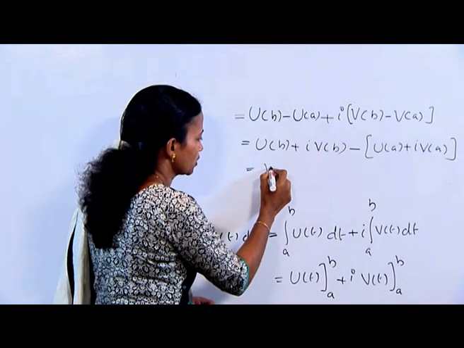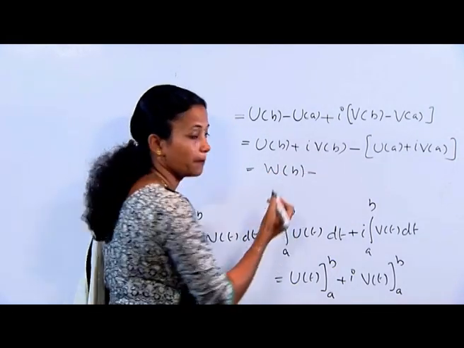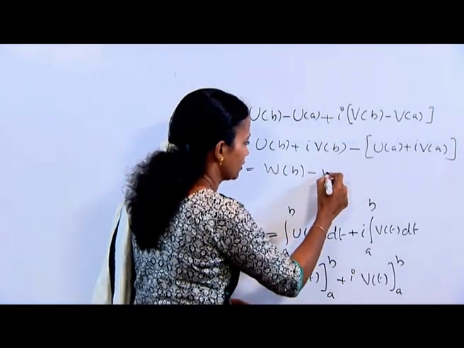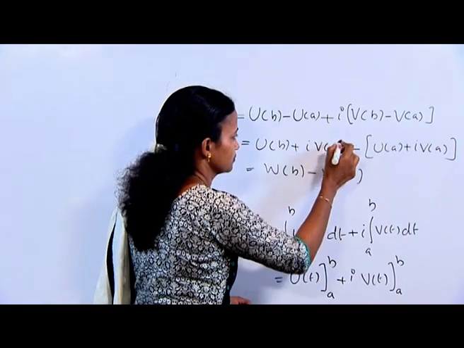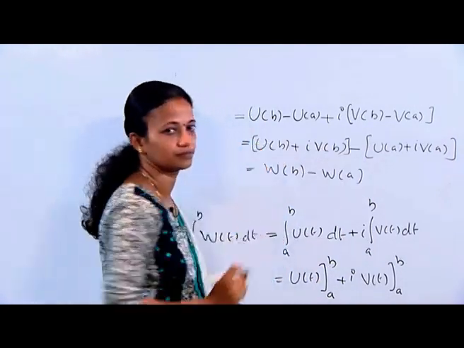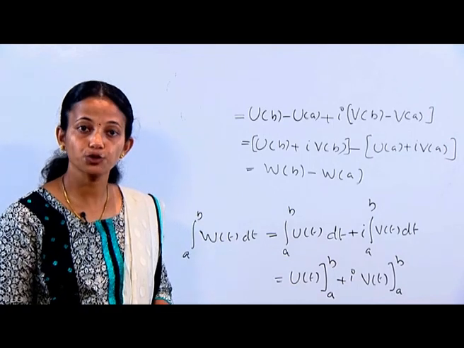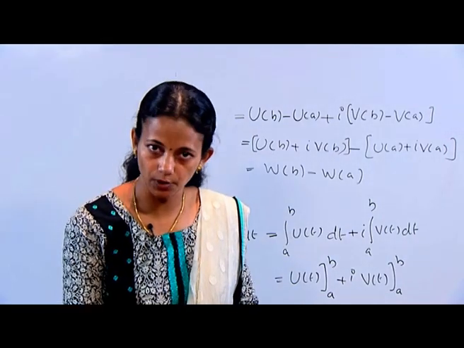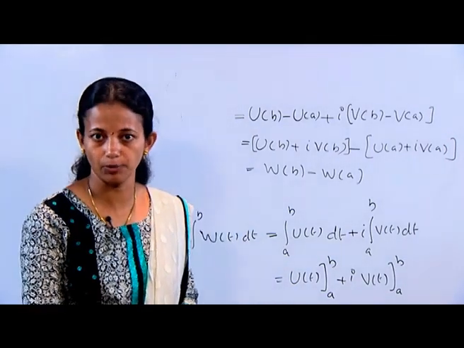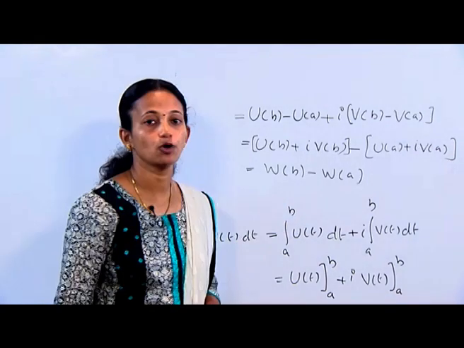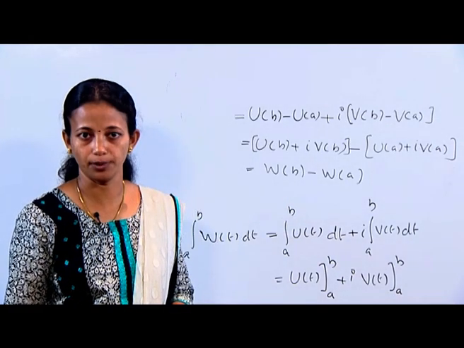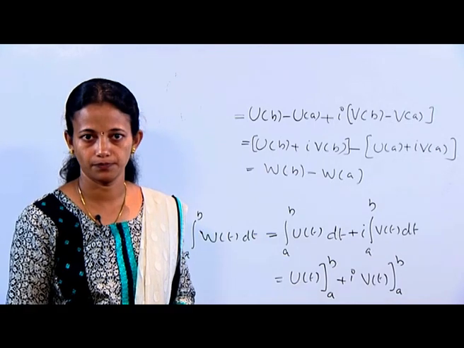This is nothing but W of b minus W of a. That is, integral a to b W of t dt is equal to W of b minus W of a, which is equal to W of t over the limits a to b. That is our equation number 12.